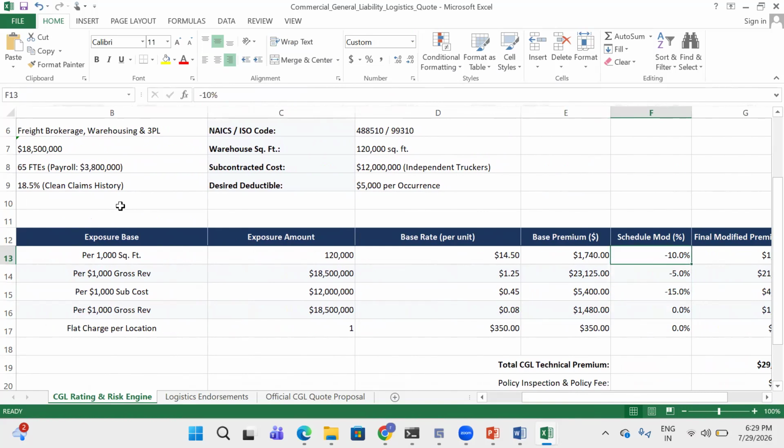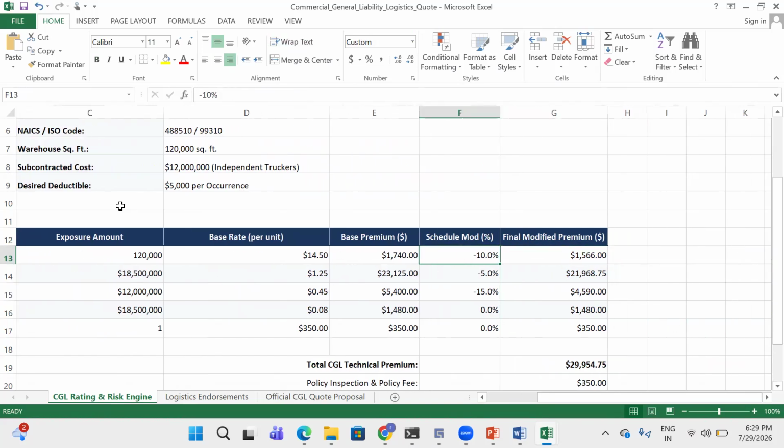Now, there can be some schedule of modifications, depending on the risk coverage associated. So this 1740 premium can go up to minus 10%, or minus 5%, or plus, or in between, 0%. If there is any schedule of modification, that will be calculated by the system here itself. Here you can see we are calculating $1740 with minus 10%, so it comes to around 1566.